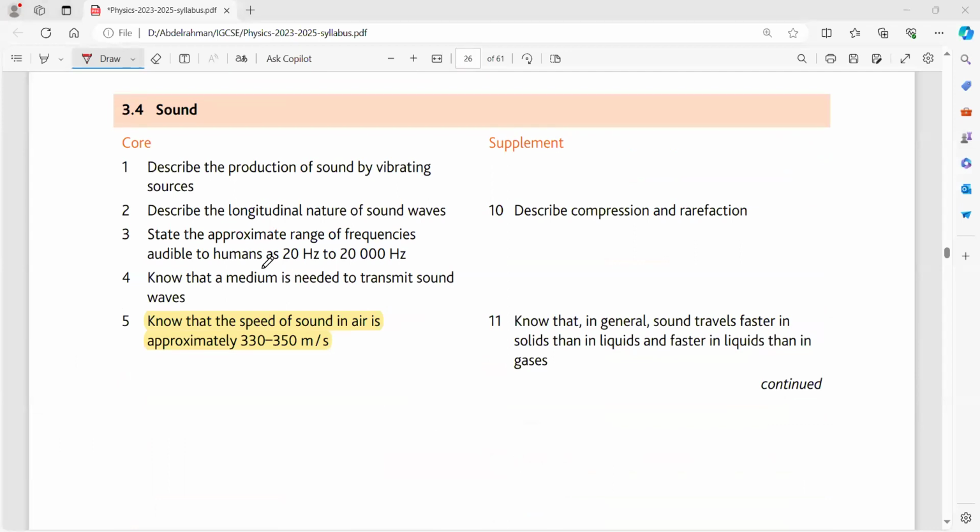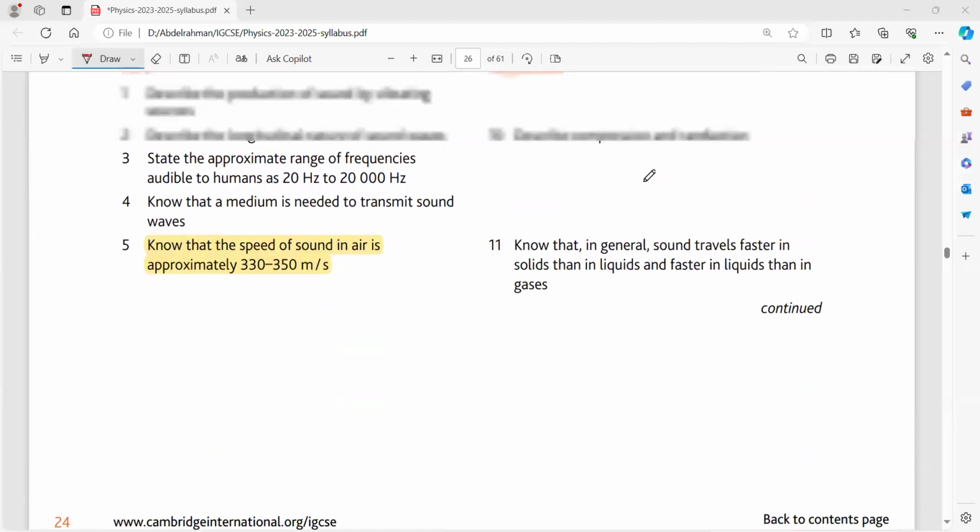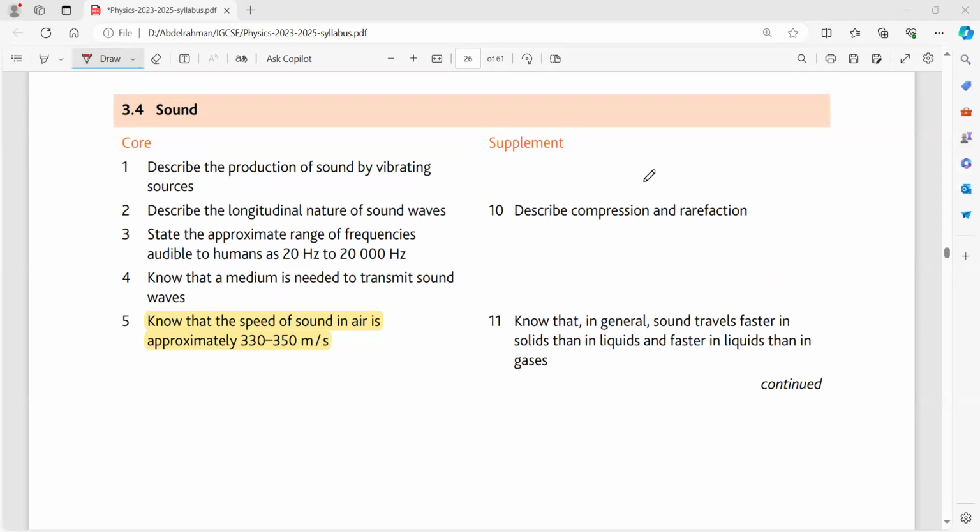Sound waves. Last lesson in unit 3. Does everything around us deliver waves? Let's talk about sound waves. What is a sound wave? A sound wave is a wave that is produced due to a vibrating source. Any vibrating object could produce a sound wave.